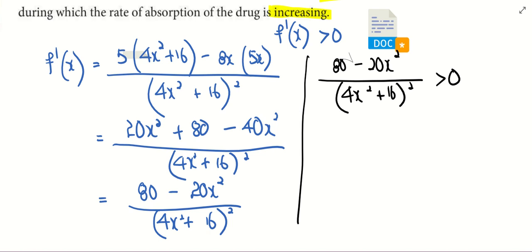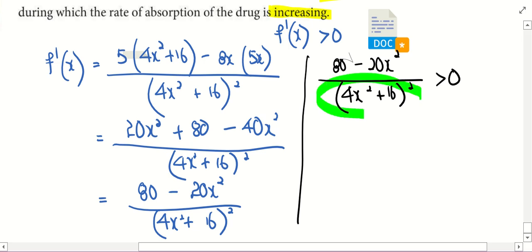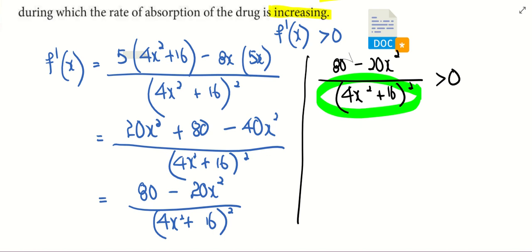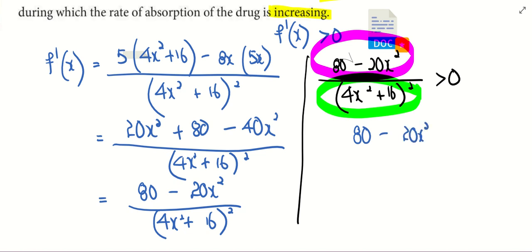So I need to solve again. Actually, the denominator, for the fact that it's a square term, is always positive already. I don't need to worry about the denominator. So what do I need to be concerned with? It's just the numerator. So this time round, I won't even write the denominator. It's always greater than 0. Alright, but I need to ensure the numerator must be greater than 0. Why? Because I want the whole thing to be positive. So in this case, let me solve.